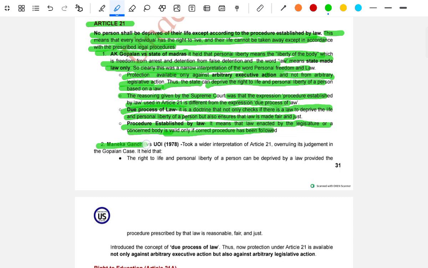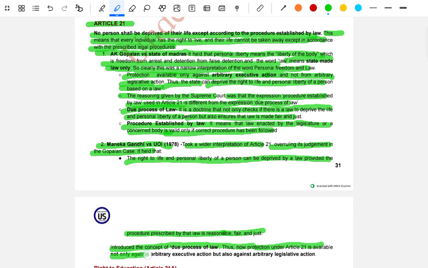Second, Maneka Gandhi versus Union of India, 1978, took a wider interpretation of Article 21. Overruling the judgment in the Gopalan case, it held that the right to life and personal liberty of a person can be deprived by law, provided the procedure prescribed by the law is reasonable, fair and just. It introduced the concept of due process of law. Thus, now the protection under Article 21 is available not only against arbitrary executive action but also against arbitrary legislative action.